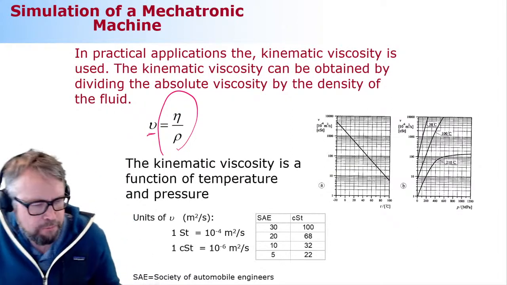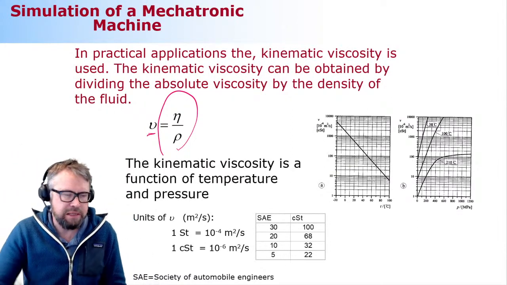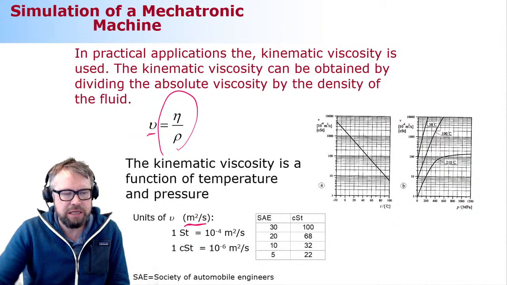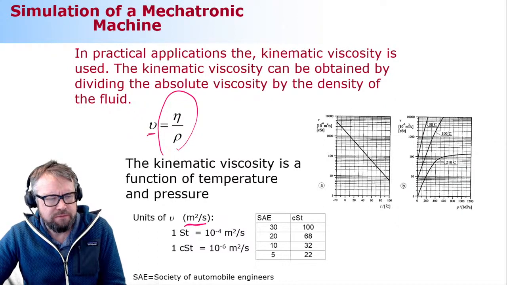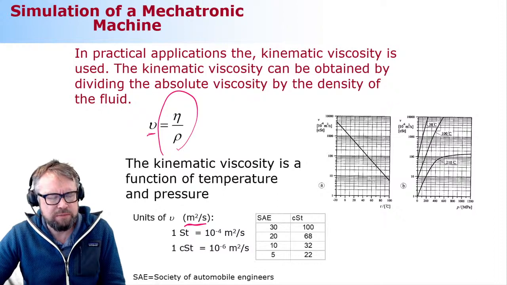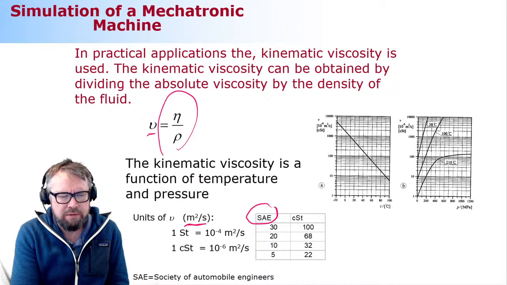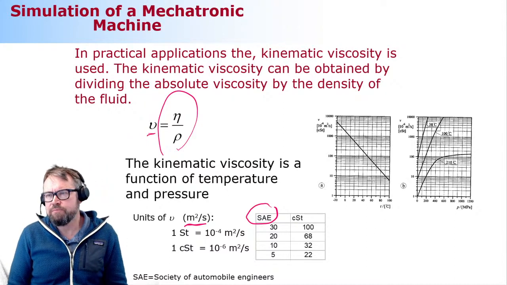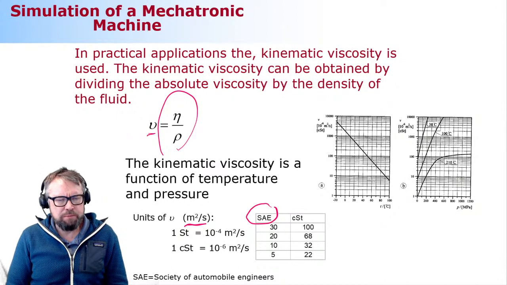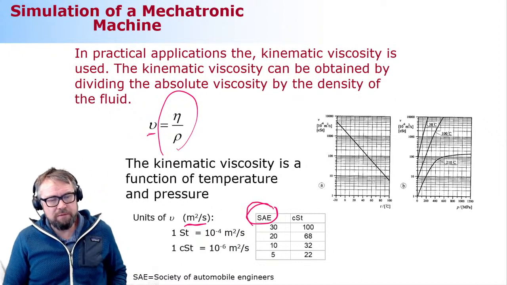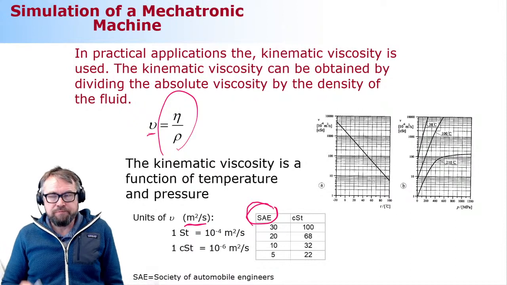In SI units, viscosity has units of meter squared divided by seconds. But quite often, what you can see in real life is centistokes. And something you can often see is this abbreviation, SAE, which comes from the Society of Automotive Engineers. Typically when you purchase oil for your car, this is the one that you can see.